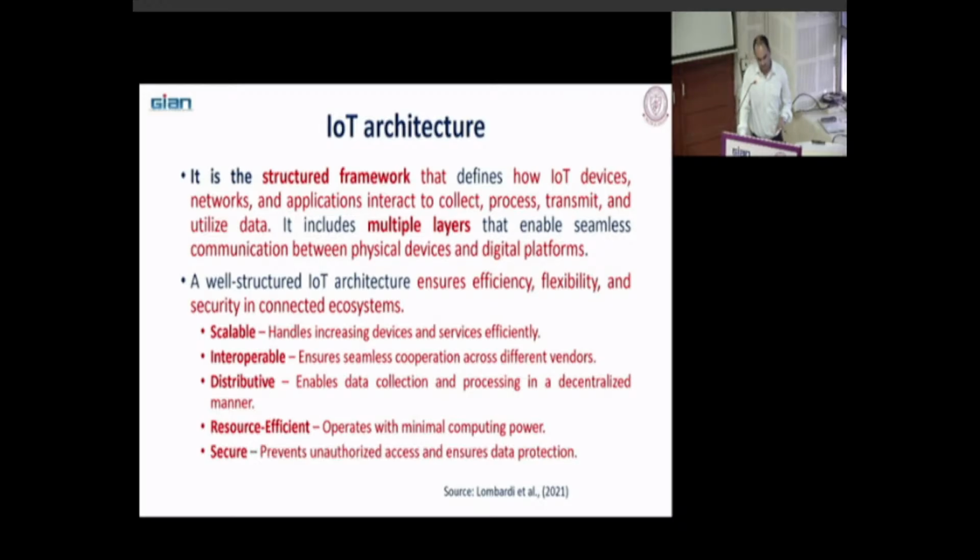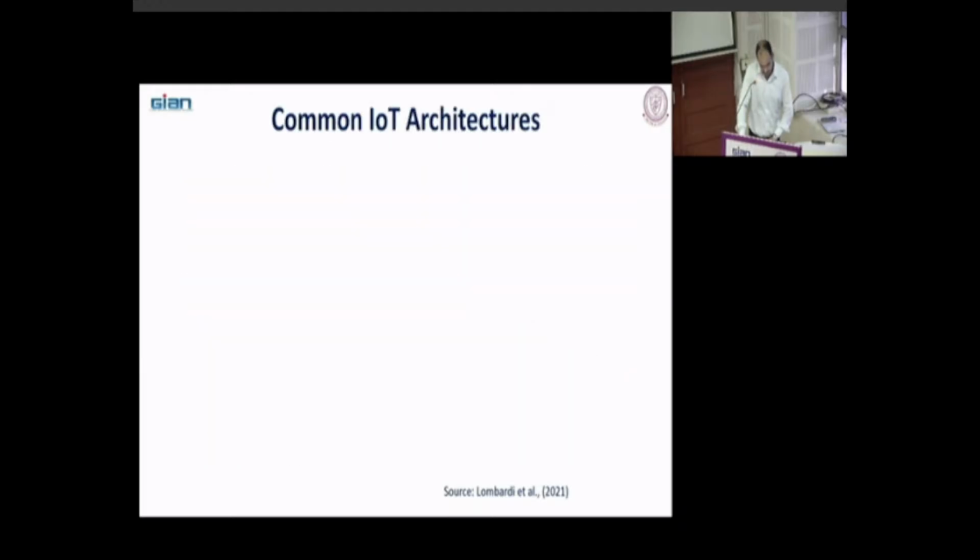Secure, again, prevents unauthorized access and ensures data protection. If your data is leaked, there is no use of your IoT and all those things, because you collect that huge amount of data. It could be from the supplier end, distributor end, or demand side, and if that data is leaked, then it will be very problematic for your IoT platform.